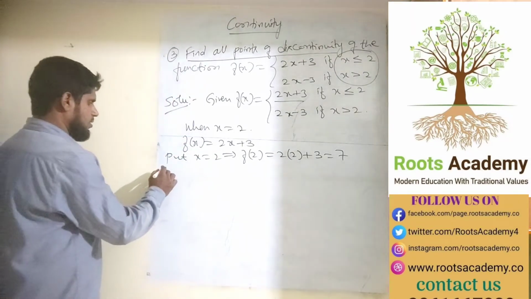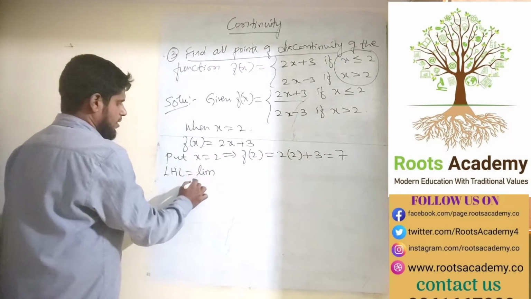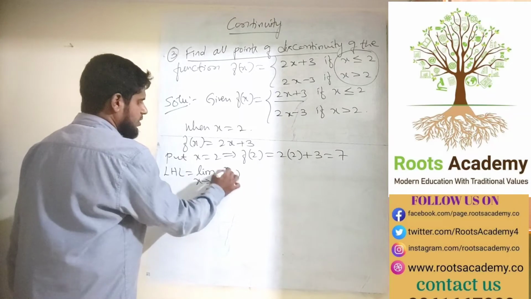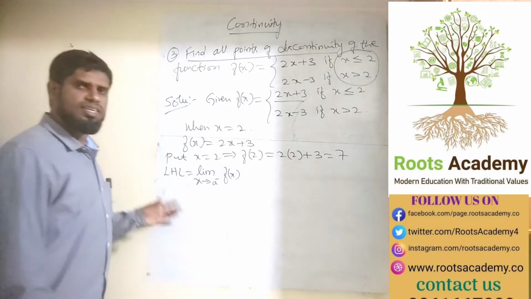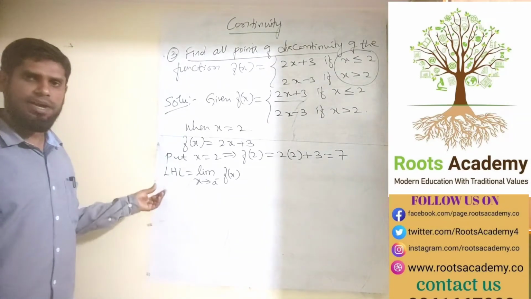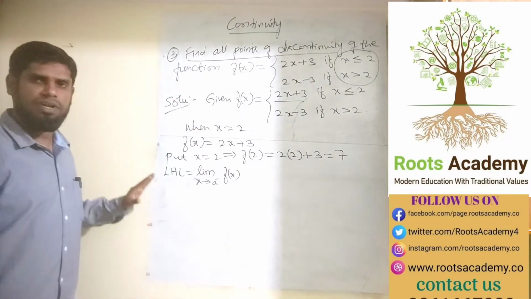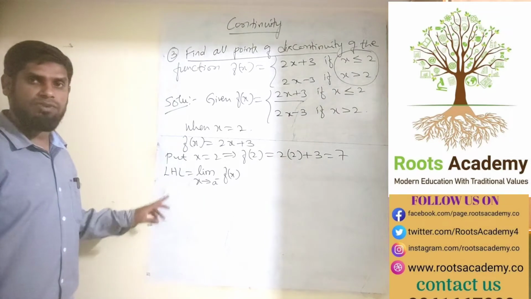Okay. Next, let us take left hand limit. Limit x tends to a minus of f of x. Its choice is ours. It is not necessary that we should first find left hand limit or we should first find right hand limit only. Both we should find. Whichever we feel comfortable, that we can do first. But we must do left hand as well as right hand both.